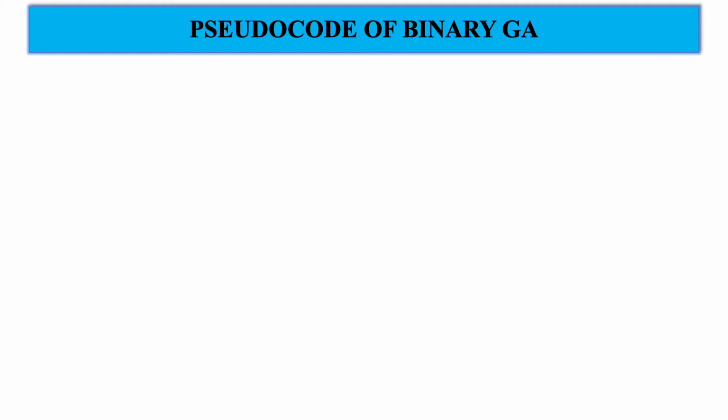So in the last few lectures we have seen what is binary coded genetic algorithm, how it works and how we can solve any problem with the help of it. In today's lecture we are going to discuss its pseudocode and drawbacks.